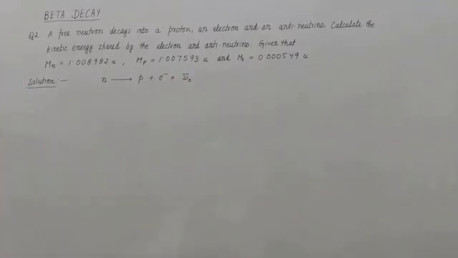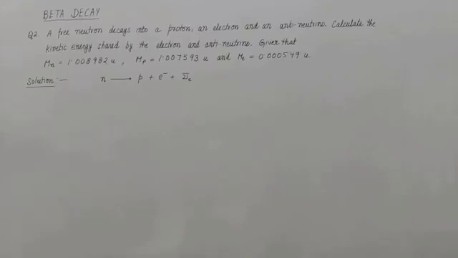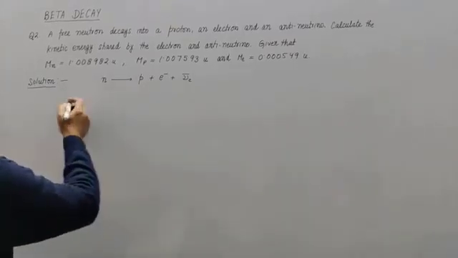Calculate the kinetic energy shared by the electron and antineutrino, given that the masses Mn, Mp, Me are given. So the masses of the neutron, proton and electron are given. This is the equation basically. So apply the conservation of energy principle.